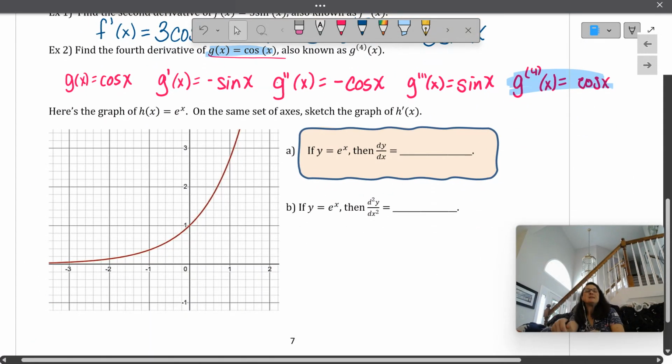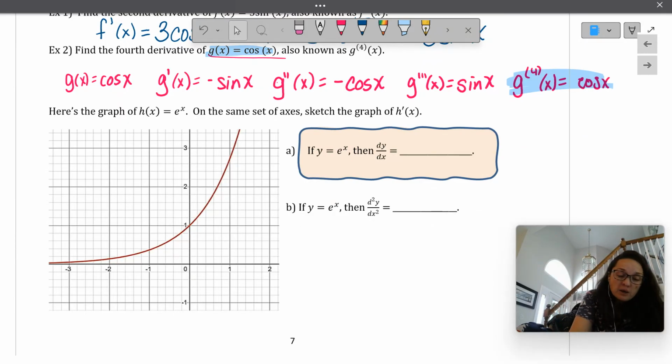Now let's talk about e and ln. So what if I wanted the derivative of e to the x? All right, so here's the graph of e to the x. It says on the same set of axes, sketch a graph of h prime. So h of x is e to the x, sketch h prime.